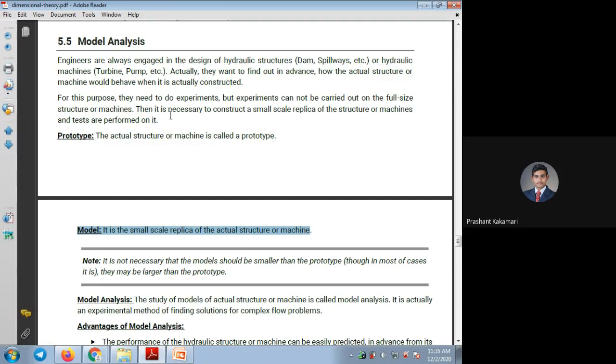For this purpose, they need to experiment, design, and check all the behavior of the models. And then they will scale up the model.